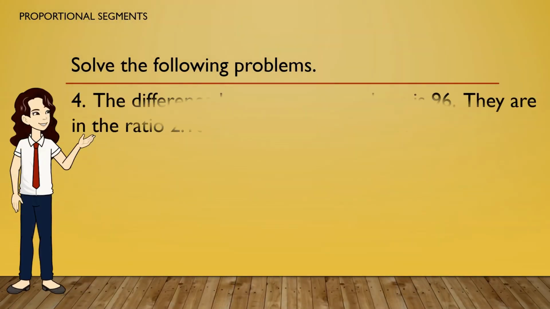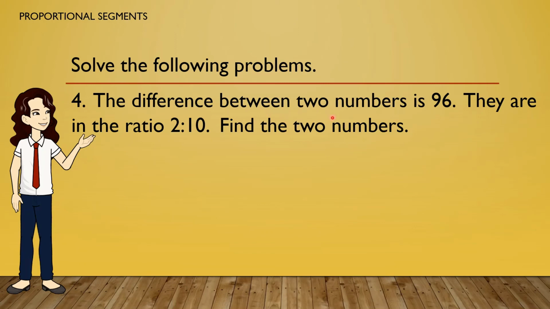Okay, number 4. The difference between two numbers is 96. They are in the ratio 2:10. Find the two numbers. So you're going to get again the ratio, but you're going to get first the bigger number, because of the word difference, to avoid a negative sign. So we have 10x minus, because difference means minus, 2x is equal to 96. So 10 minus 2 is 8x is equal to 96.